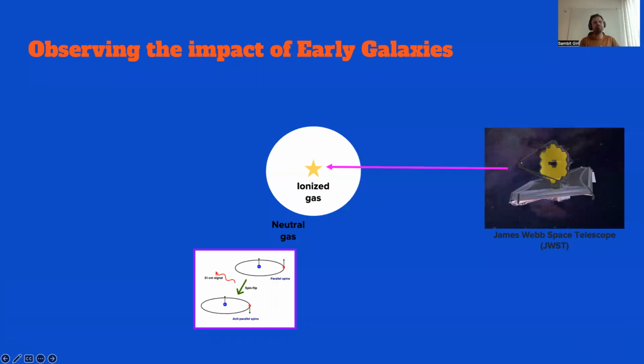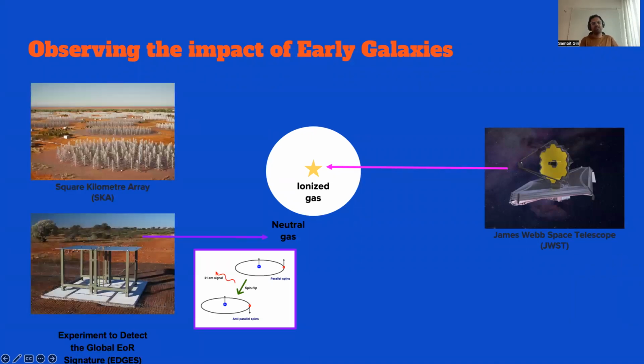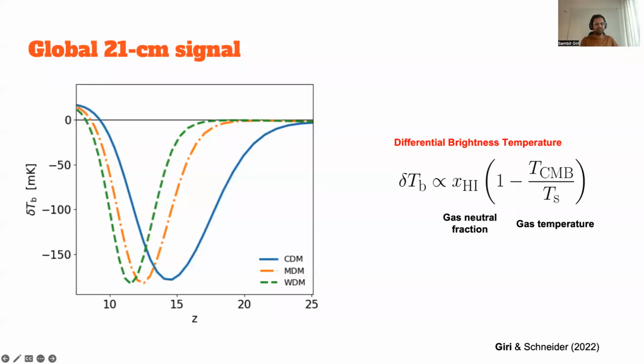Another method to observe the epoch of reionization is observing the neutral gas around the galaxies using the 21 centimeter signal. This is a signal produced by the spin flip transition in the ground state of neutral hydrogen. Observing this signal over several redshifts will help us understand the impact of these first light sources on their surroundings. This signal can be observed by radio telescopes such as SKA and the EDGES experiment.